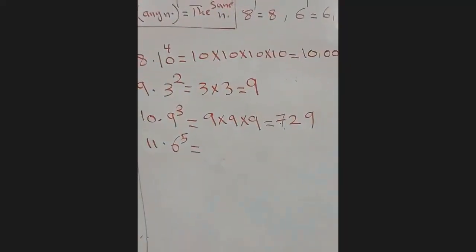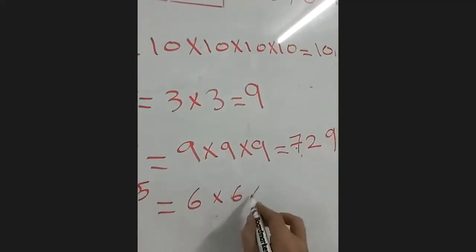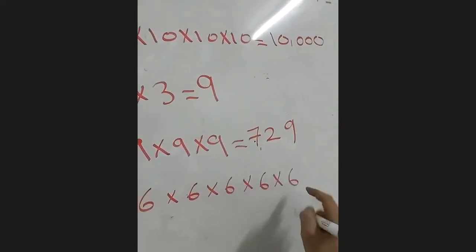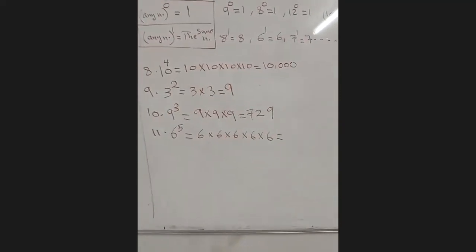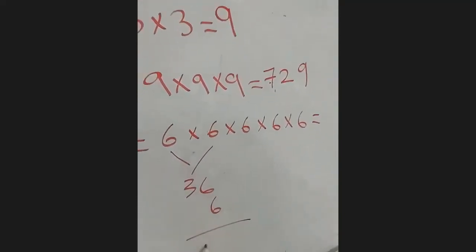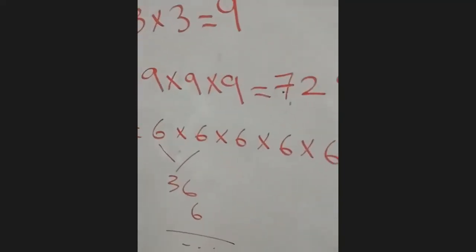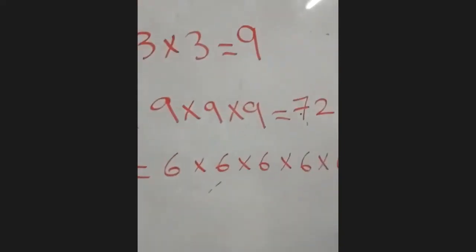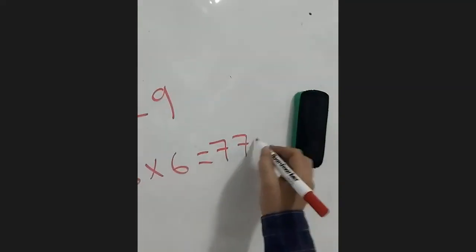Hashem? Yes, Hashem. Can you help me here? 6 multiply 6. How many times? 5 times. 1, 2, 3, 4, 5. How do we find the answer, Hashem? 6 multiply 6 is 36. Then multiply by 6, then we put the answer and multiply by 6 again, until we finish them. To save time, the answer will be 7776.